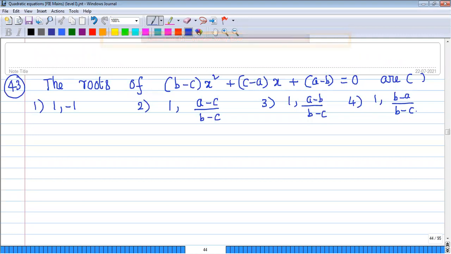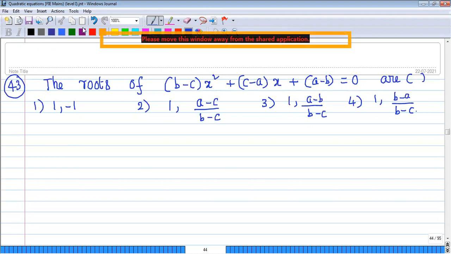So if b is equal to c, you will be getting (c minus a) x plus (a minus c) is equal to 0. So obviously that is x minus 1 is equal to 0. Linear equation you will be getting. That's why the question itself is given wrong in the textbook. Here this should be mentioned: b does not equal c should be mentioned. No doubt.